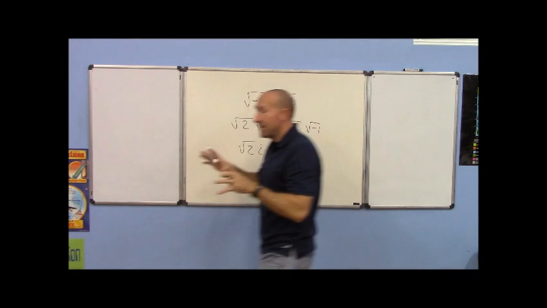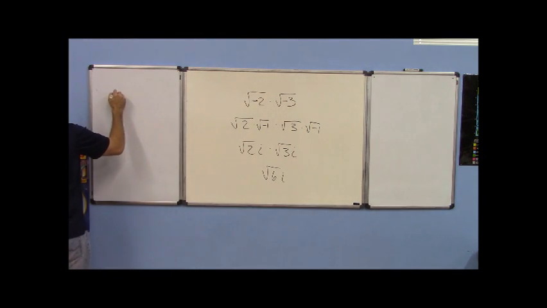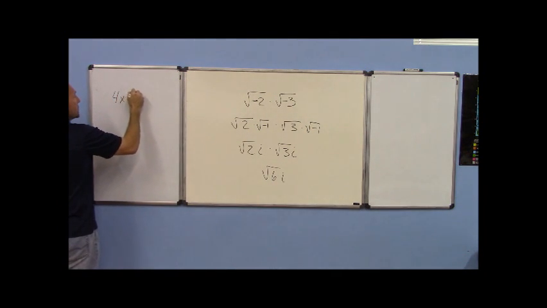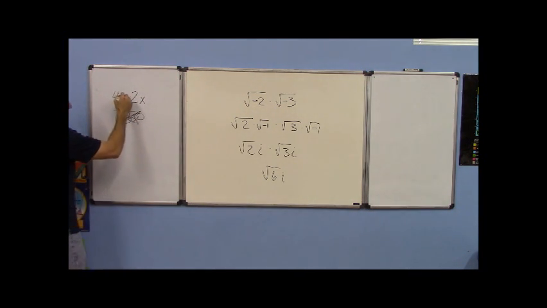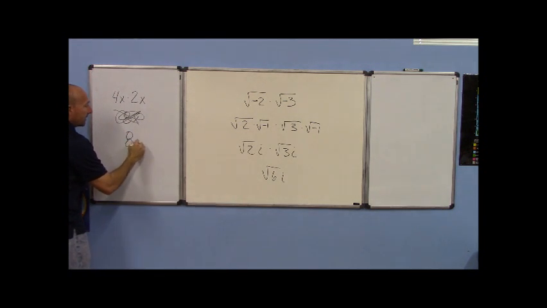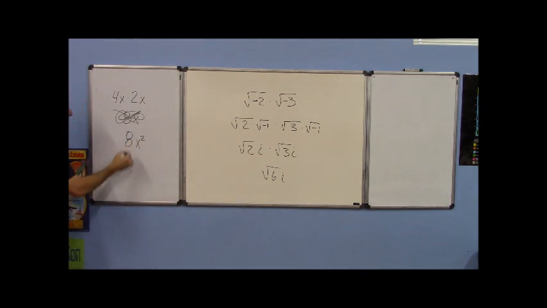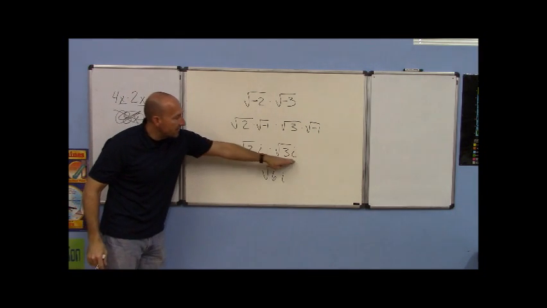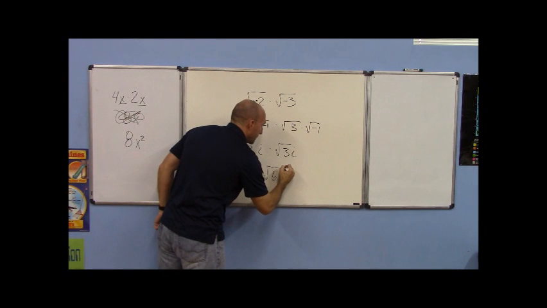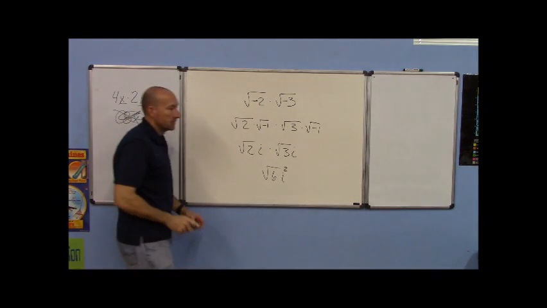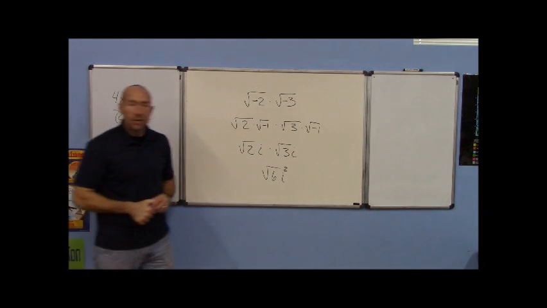So just like if you had 4x times 2x, it is not 8x. Bad. It is actually 8x squared. Okay, so whenever we're using the variable, we're using the i the exact same way. So whenever you multiply two i's together, you get i squared. Okay?